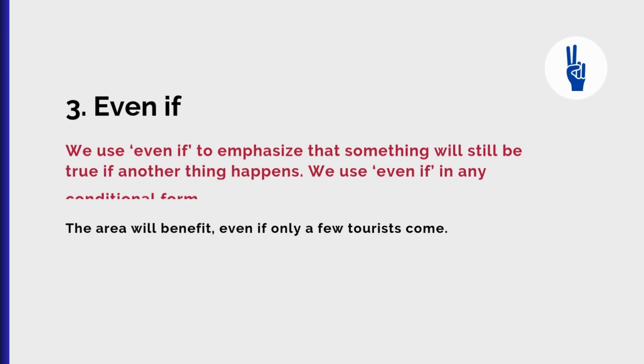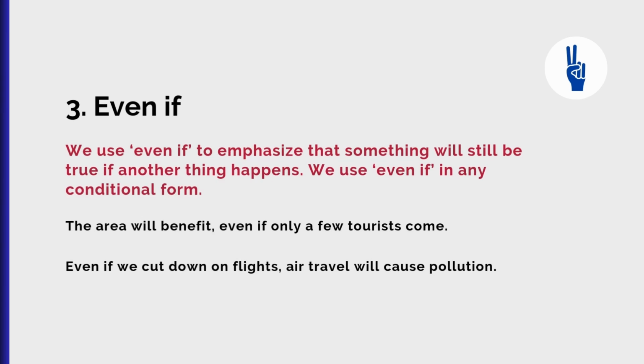Then we have even if. We use even if to emphasize that something will still be true if another thing happens. We use even if in any conditional form. Here are some examples. The area will benefit, even if only a few tourists come. Even if we cut down on flights, air travel will cause pollution.